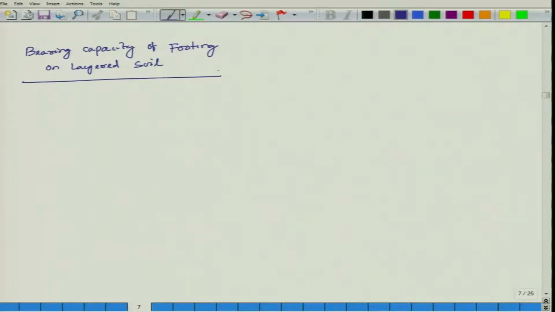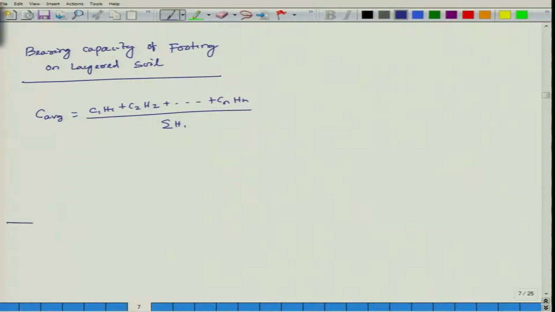Bearing capacity of footing on layered soils. Particularly on layered soil, you can always find the value of C average as well as phi average. C average is equal to C1 H1 plus C2 H2 plus up to Cn Hn, divided by the total height.